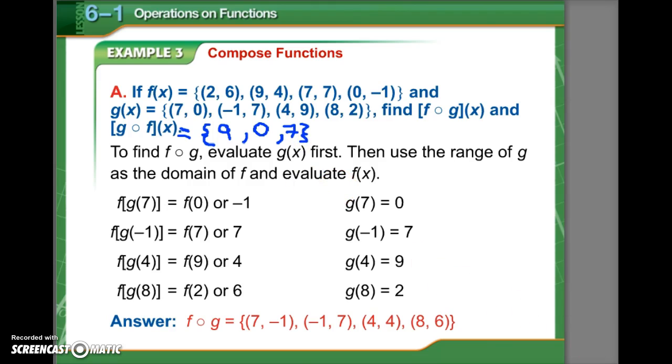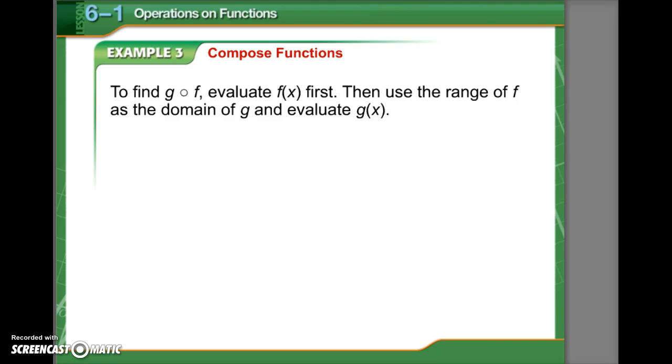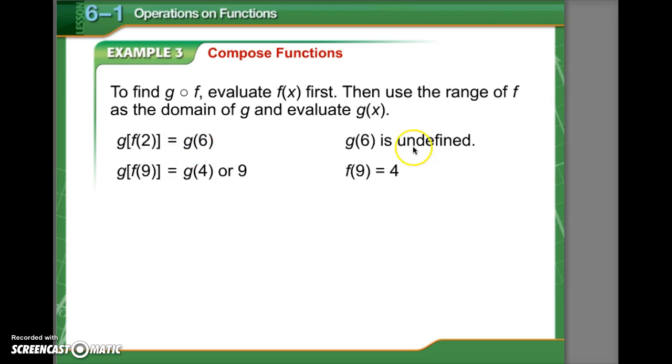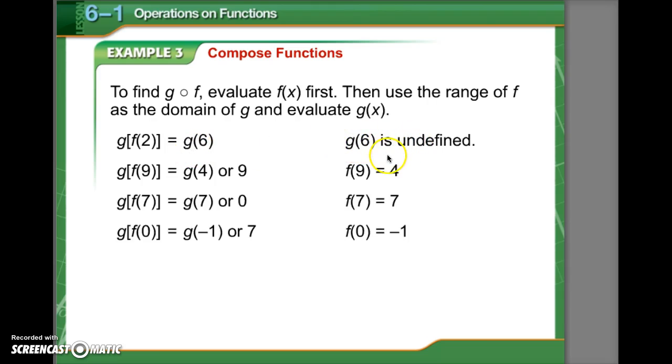Let's go back to the slide and see what we find. Remember this? This was undefined. There was no G of 6, so we couldn't do that. And then our other points that we got on the previous slide were just 9, 0, and 7. So those are the numbers that would be in G composition F.